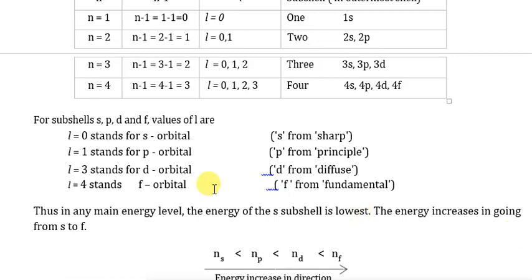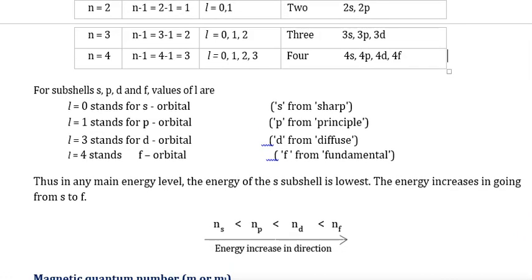So hii subshell L ikiwa 0 ina stand for s orbital, ambao s maana yake ni sharp. L ikiwa 1 stand for p orbital, p maana yake ni principal. L ikiwa 2 stand for d orbital, d maana yake ni diffuse, and L is equal to 3 stands for f orbital, f from fundamental. Kwa hiyo hizo names it's not much for you to remember: sharp, principal, diffuse, fundamental. But what is important for you to remember ni kwamba L ikiwa 0 inakuwa s, L ikiwa 1 inakuwa p, L ikiwa 2 inakuwa d, L ikiwa 3 inakuwa f.